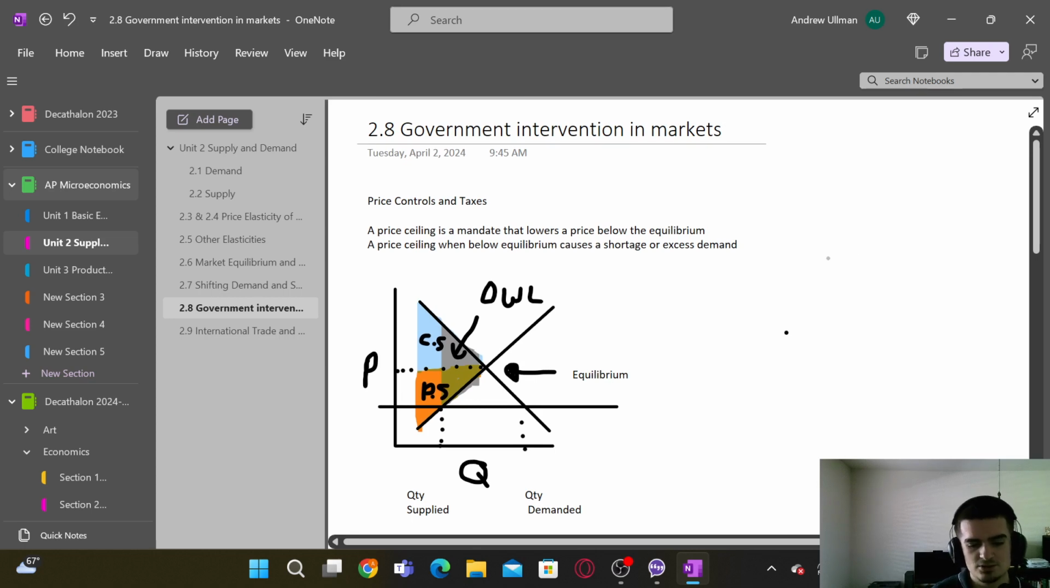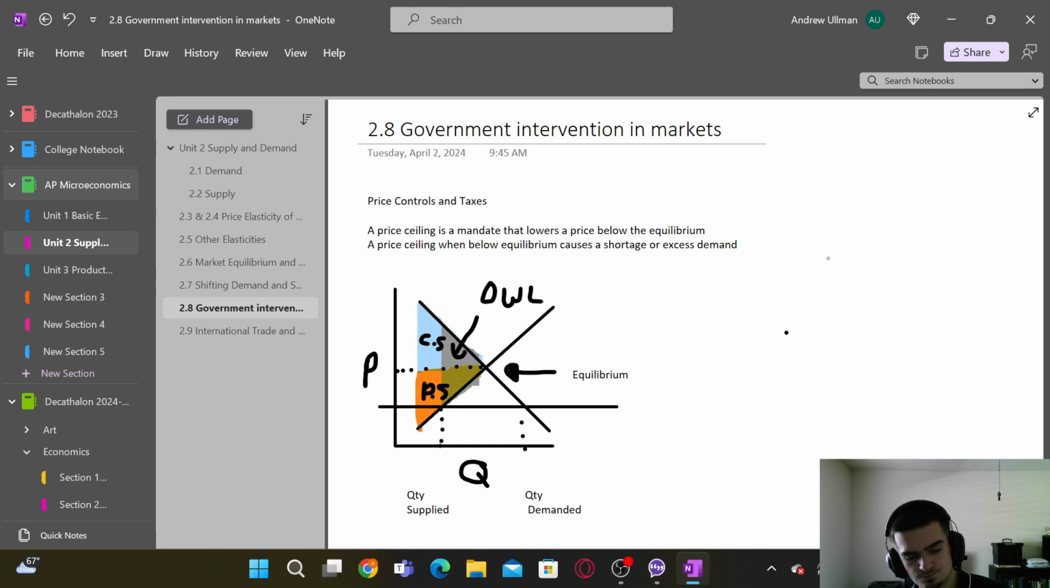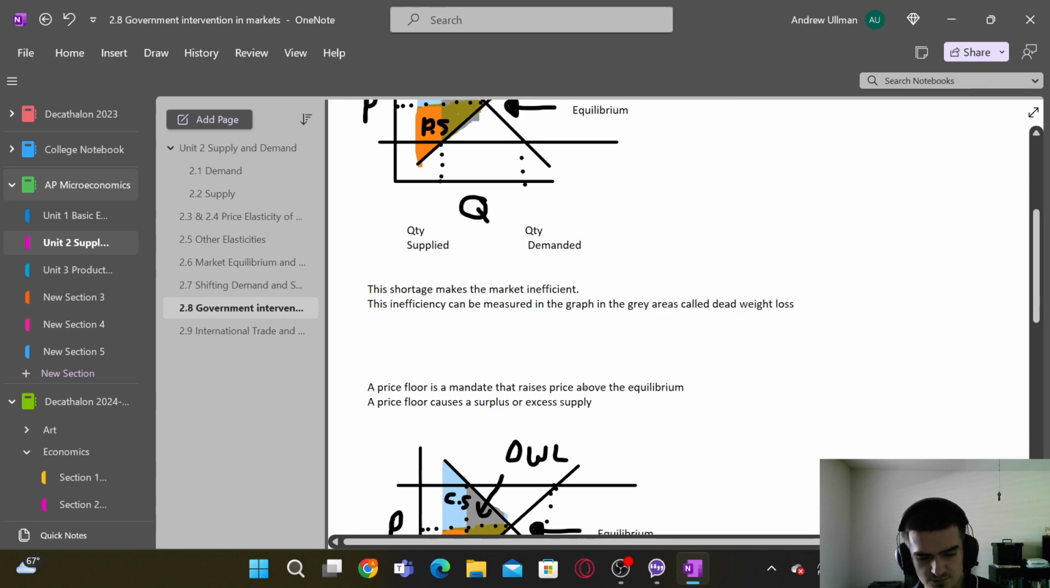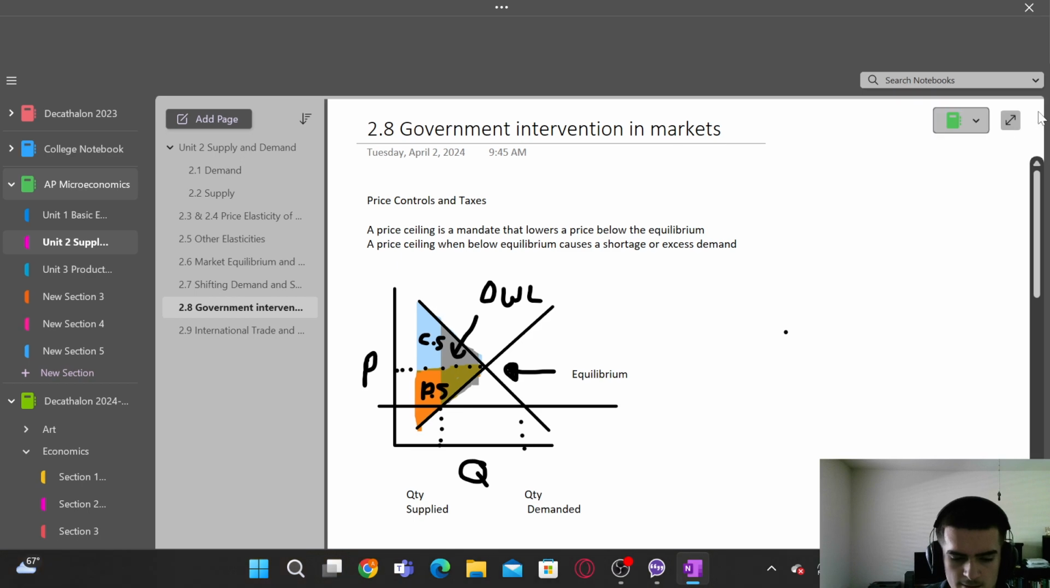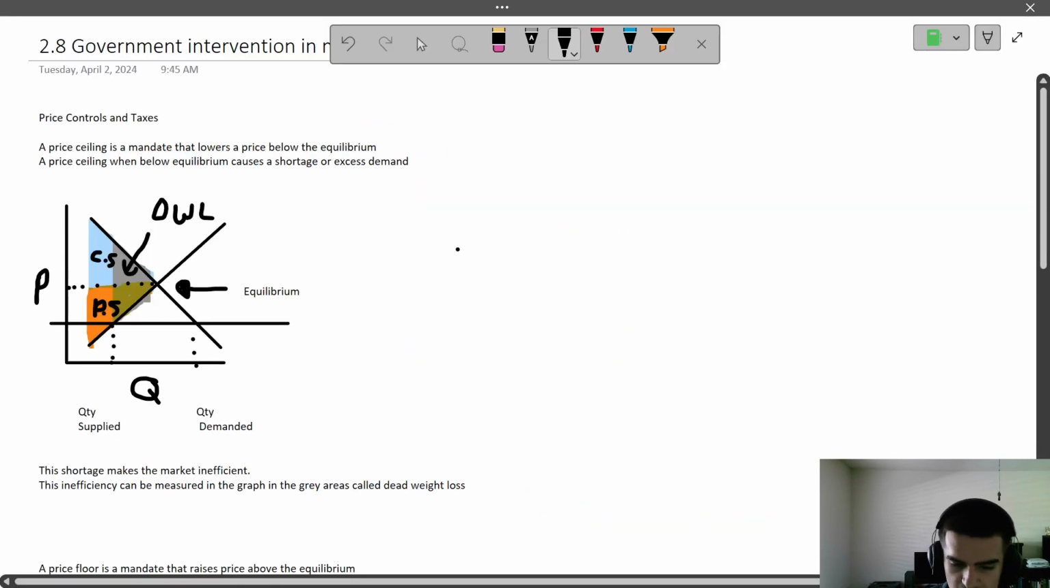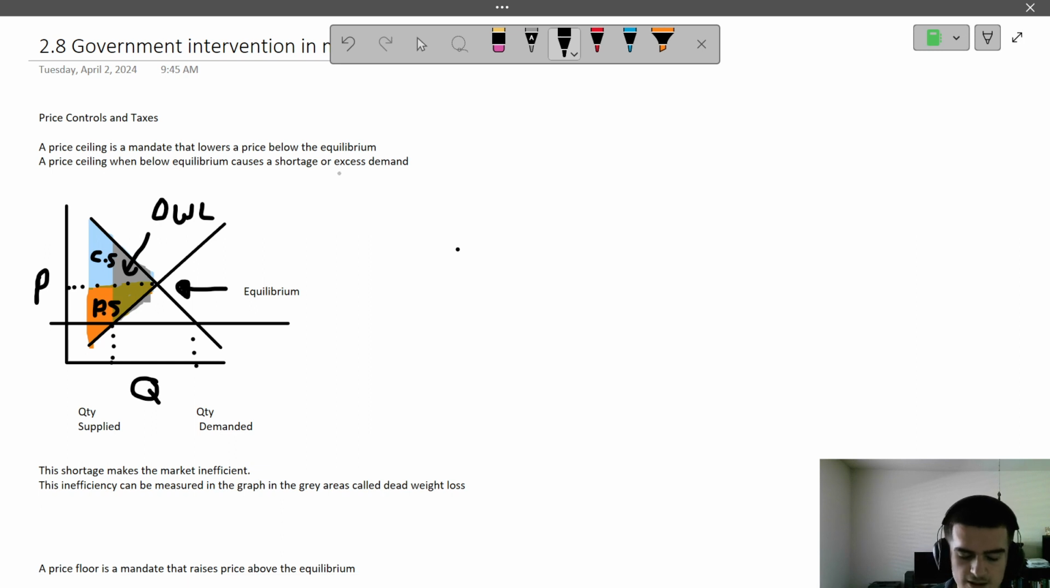Next is price controls and taxes. There are two types of price controls: price ceilings and price floors. I'll discuss price ceilings first. A price ceiling is a mandate that lowers a price below equilibrium. A price ceiling when below equilibrium will cause a shortage or excess demand.